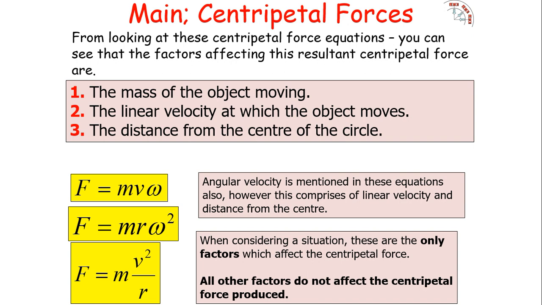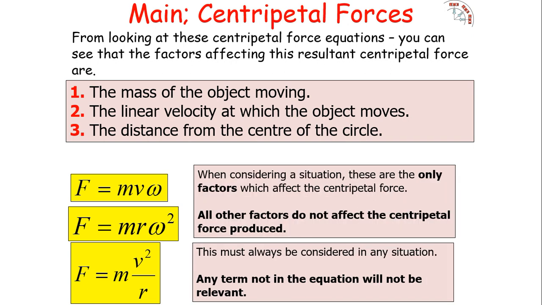You'll also say to me, well, what about omega? What about angular velocity? Well, we know that linear velocity v equals r omega, so therefore omega equals v over r, so it comprises both linear velocity and the distance from the center in this particular factor. When considering a situation, only these factors can affect the centripetal force. All other factors do not affect the size of centripetal force produced, and the evidence for this is that it is not found in the equation. If a term is not found in an equation, it can't influence the quantity.